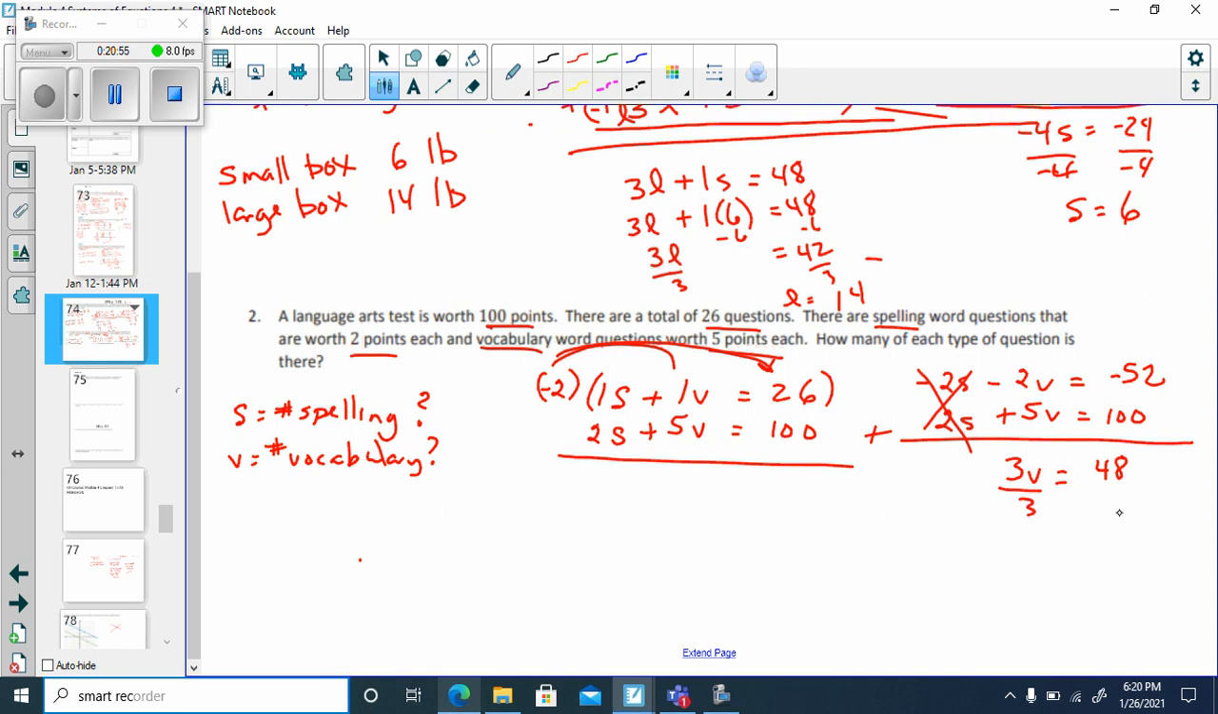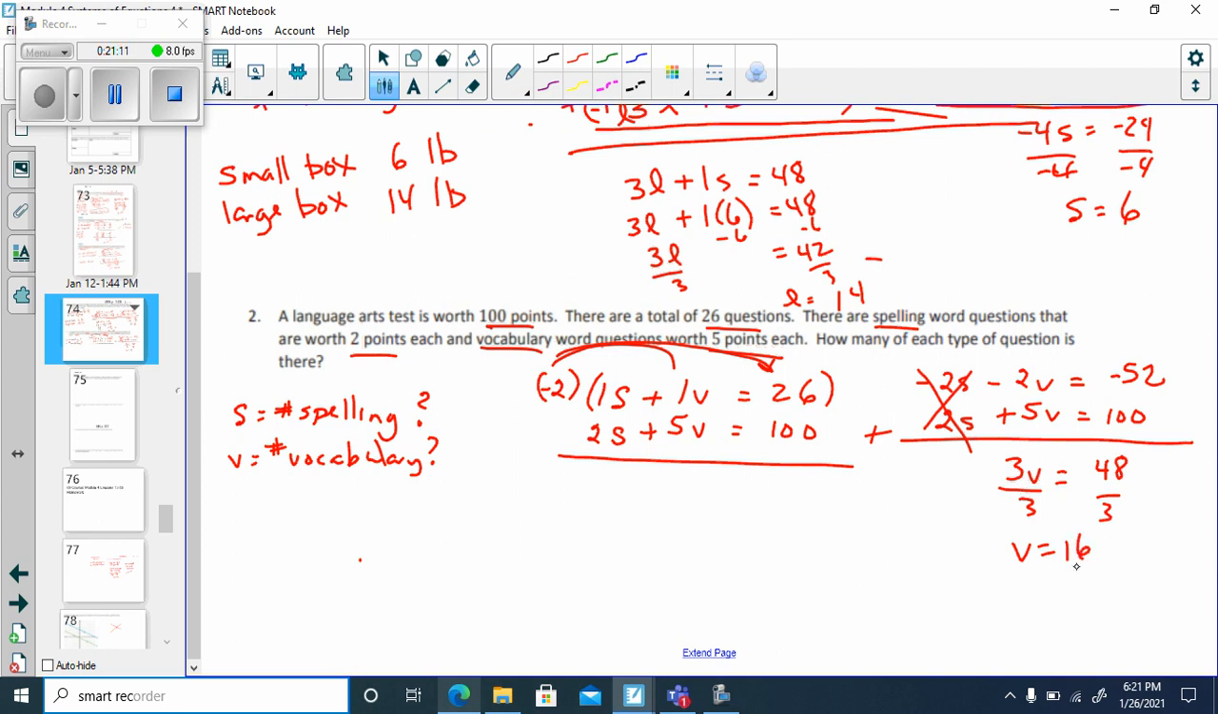Let's divide both sides by 3. And the number of vocabulary questions would be 48 divided by 3, which is 16. There's 16 vocabulary questions.